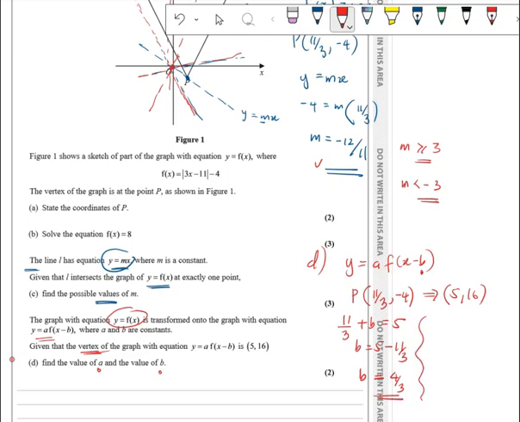Now, what about the a? How does a affect the graph? For a to affect the graph, you multiply all the y values by a. That means we got negative 4, they multiplied it by a, and our answer was 16. That means our a was equal to negative 4. Those are the values of a and b. Thank you.